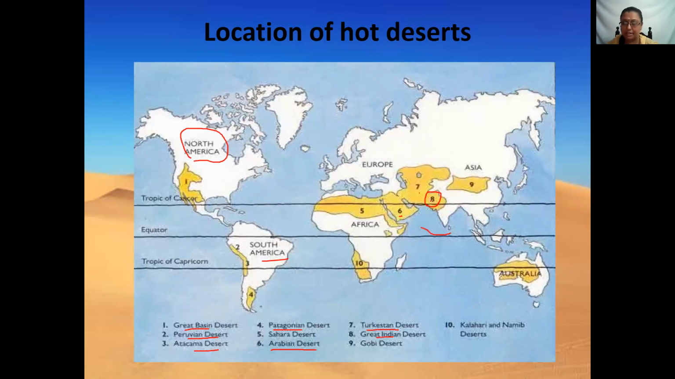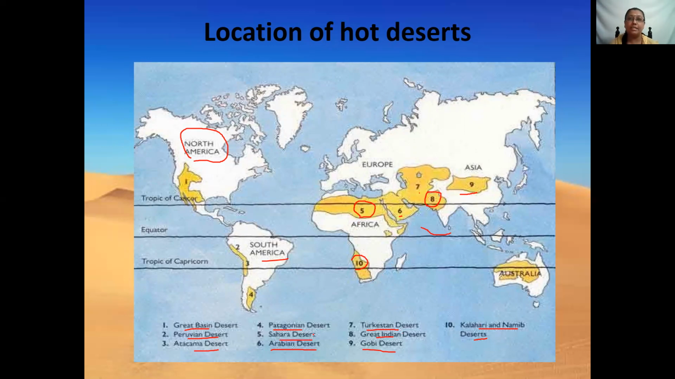So we have that desert here, which is marked as number 8. And number 9 is Gobi Desert, which is in part of Mongolia and China. And then number 10, here. Number 10 is Kalahari and Namib Desert, which is there in Africa. And then in Africa, we have one more desert, which is number 5. That is nothing but the Sahara Desert.